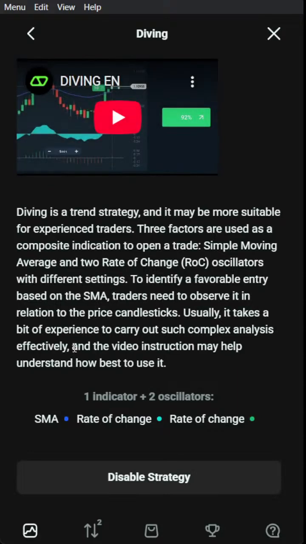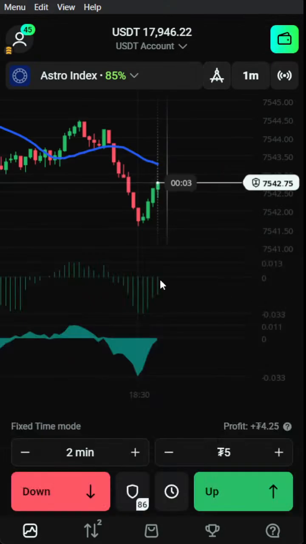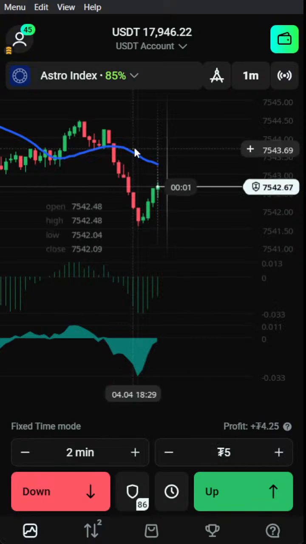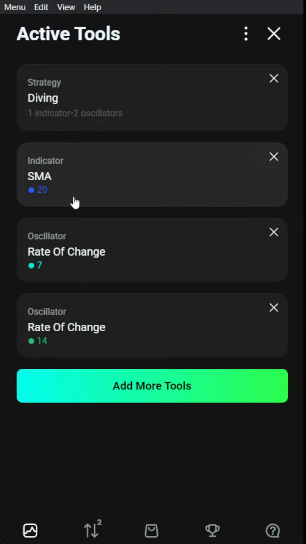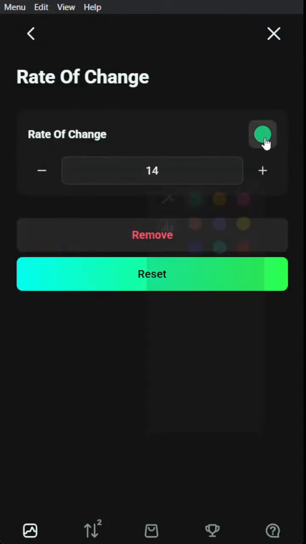Now, as soon as you enable the strategy, you see that there is an SMA. Let me show the settings. SMA is at a value of 20, for the people who are not at an advanced level. SMA is at the value of 20, ROC is 7 and 14. I am going to change the color of one ROC.